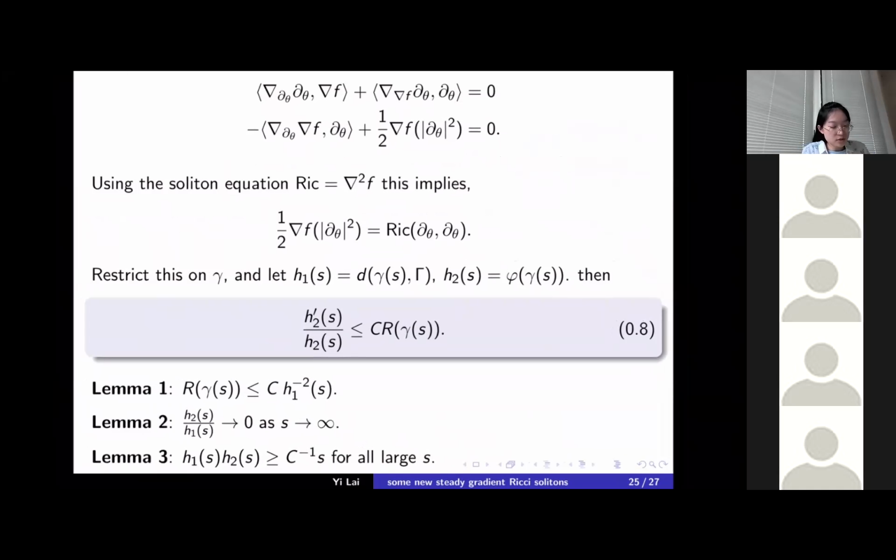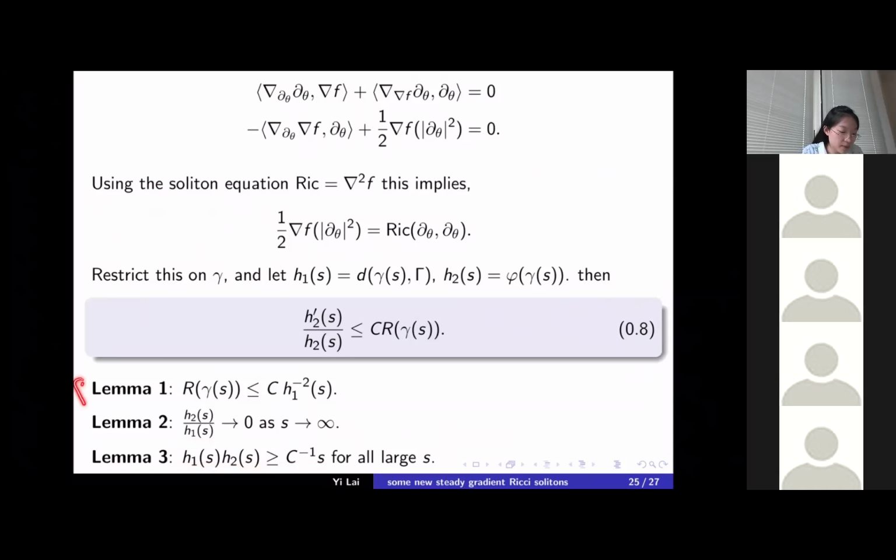First, you can show that you can have a rough scalar curvature upper bound, and then you can show that H2 divided by H1 goes to 0. This is a direct consequence of the dimension reduction because it converges to the scalar. So the quotient has to be smaller and smaller. And the last one is another relation between H1 and H2.